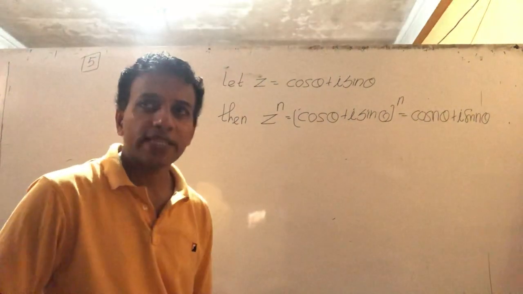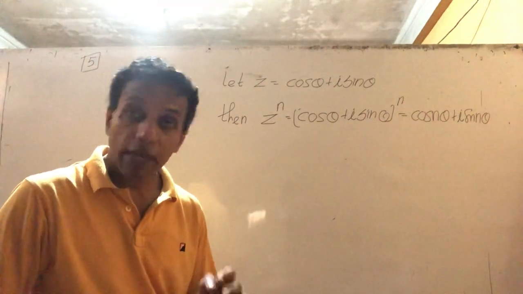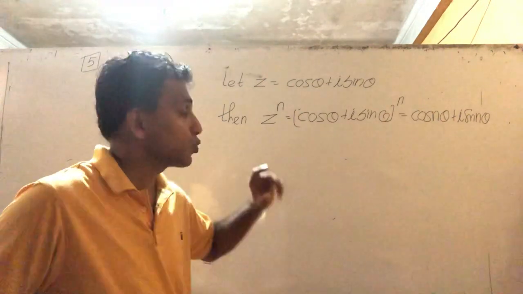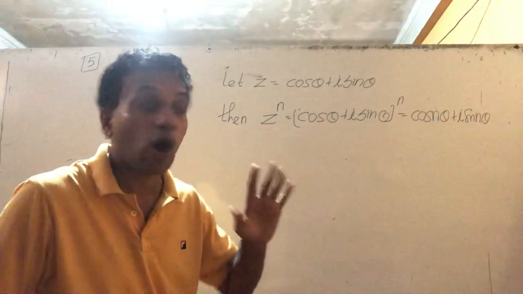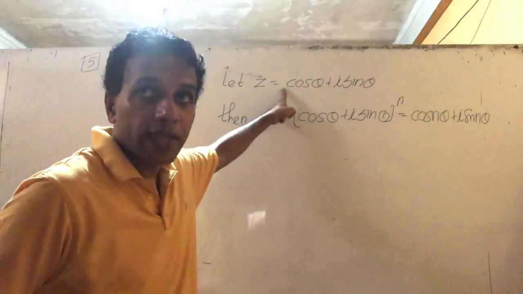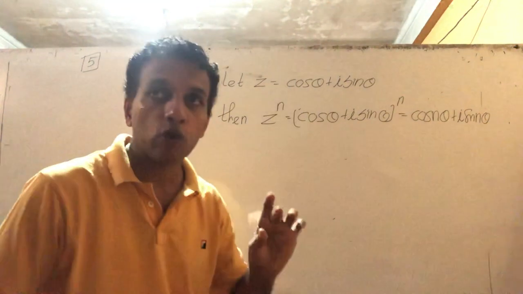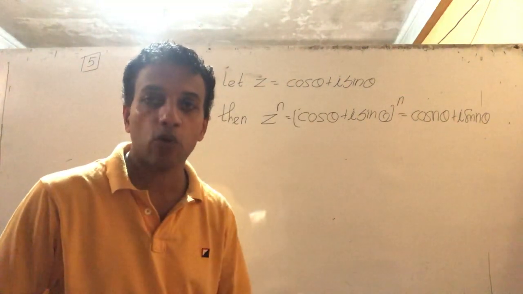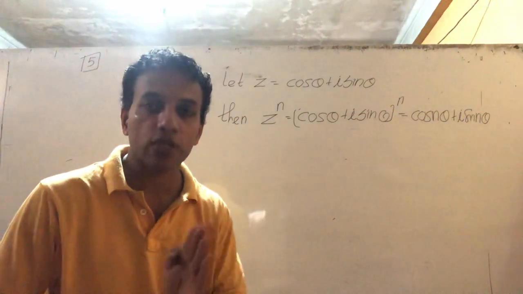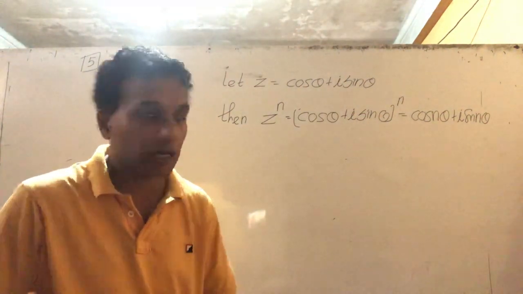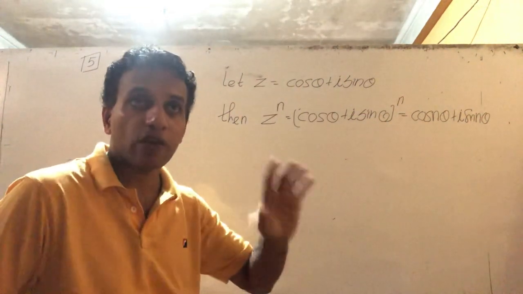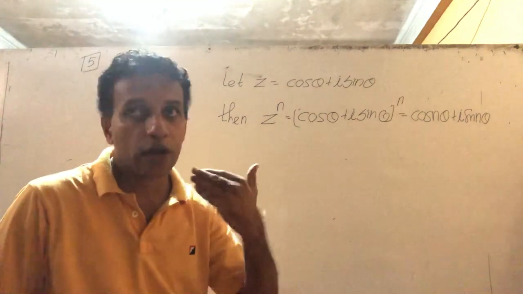Okay, now using this, there's a problem. They may not mention the z, therefore the student should know what z is here. No r here, not necessarily the r value. Usually we call the polar form of a complex number z equal r into cos theta plus i sine theta. Here, when writing De Moivre's theorem, r is not necessary.